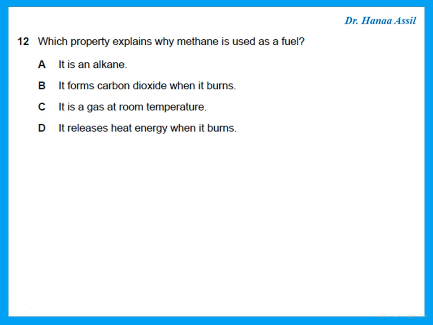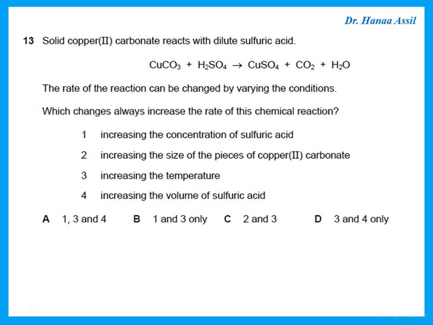Which property explains why methane is used as a fuel? Well, it is an alkane, that is correct. It forms carbon dioxide when it burns. Actually, it forms carbon dioxide and water. It is a gas at room temperature, yes. But he's asking why is it used as a fuel? What's a fuel? A fuel is something that releases heat energy when it burns. So it does release heat energy when it burns, so it is used as a fuel.